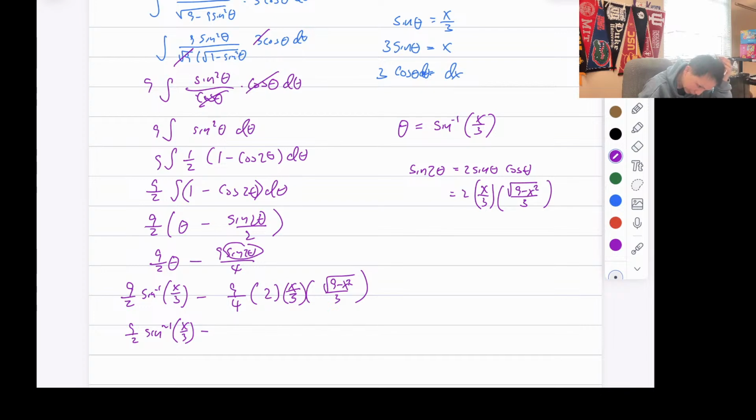Hold on. What are you saying? Look at the problem. On the denominator, you have the square root of 9 minus x squared. 3 times cosine theta is equal to the square root of 9 minus x squared. So now, instead of plugging in something else, it's cosine of theta, adjacent over hypotenuse. And you multiply 3 by both sides.